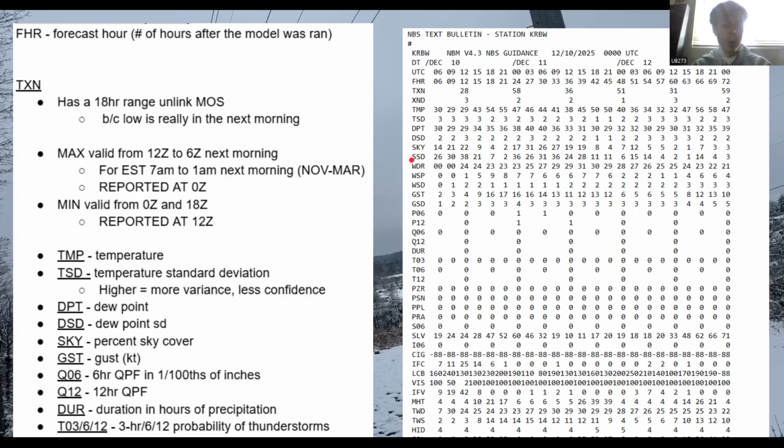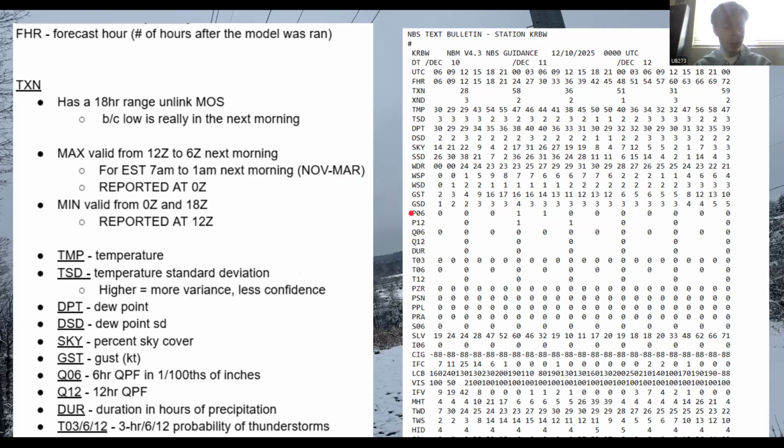Next, we have WDR, which is wind direction. It's in degrees, and you need to add a zero to the value that you see. So this means 0 degrees, 240 degrees, 230, 250, 270, 290, 310, and so on. WSP represents wind speed in knots. Other SDs that you see here are once again standard deviation. GST is wind gust in knots.